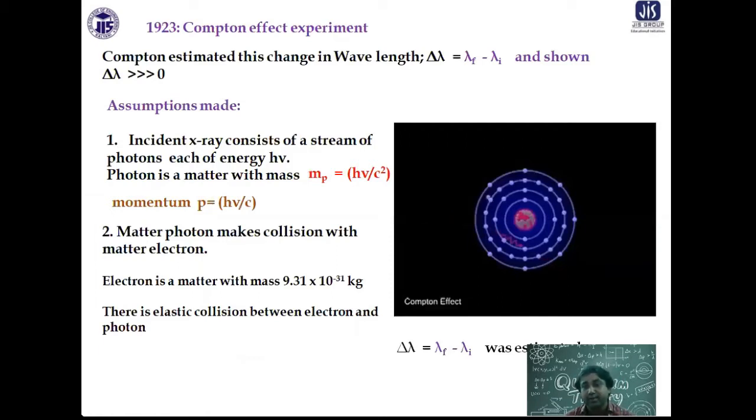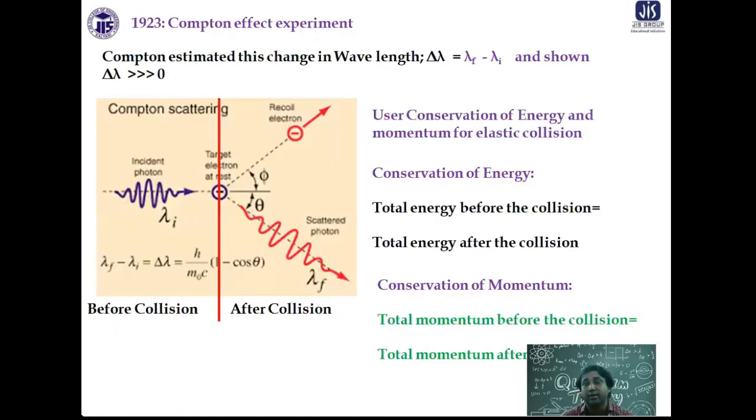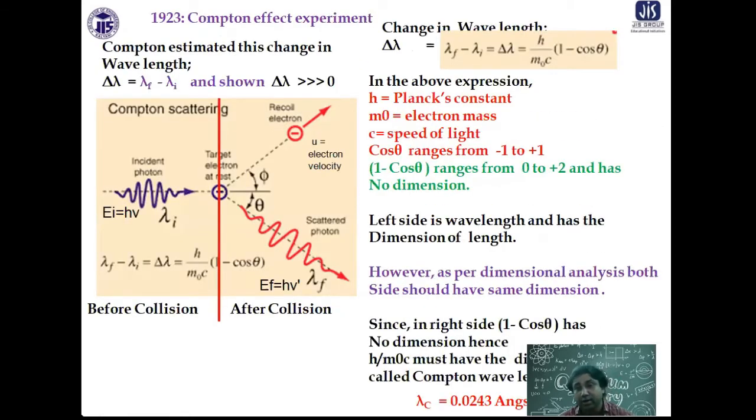So the matter photon is making a collision with the matter electron, and ultimately he thought that the nature of the collision is elastic. So if a photon is coming in with some energy, suppose I use different colors to show that the wavelength is changing, the photon is coming with some energy, some momentum, some mass, so it's matter, and it is colliding elastically with another matter, the electron. So ultimately the wavelength is changing. Now this wavelength change was measured by Compton as lambda c into 1 minus cosine alpha.